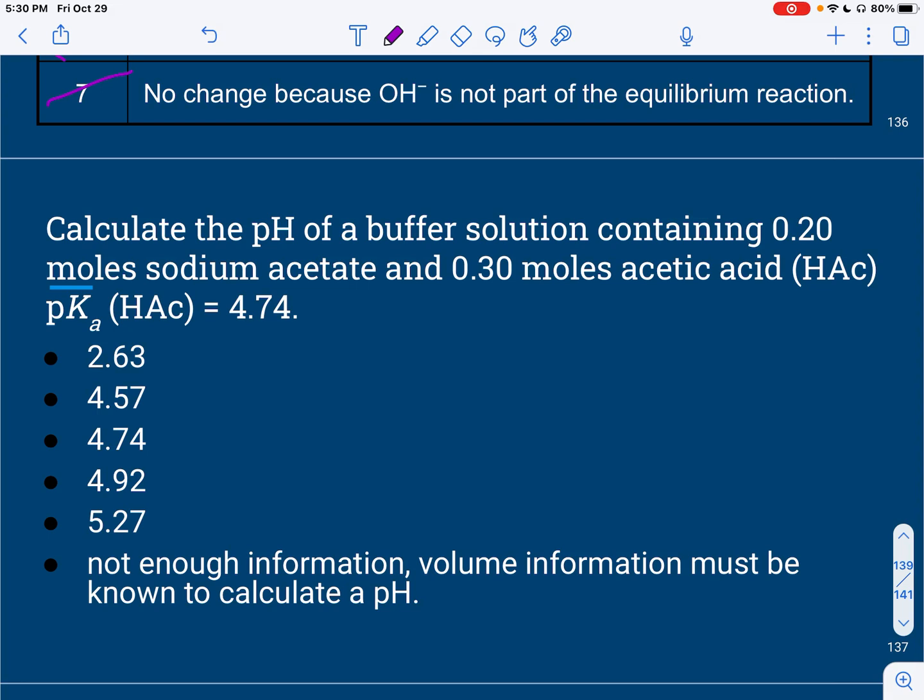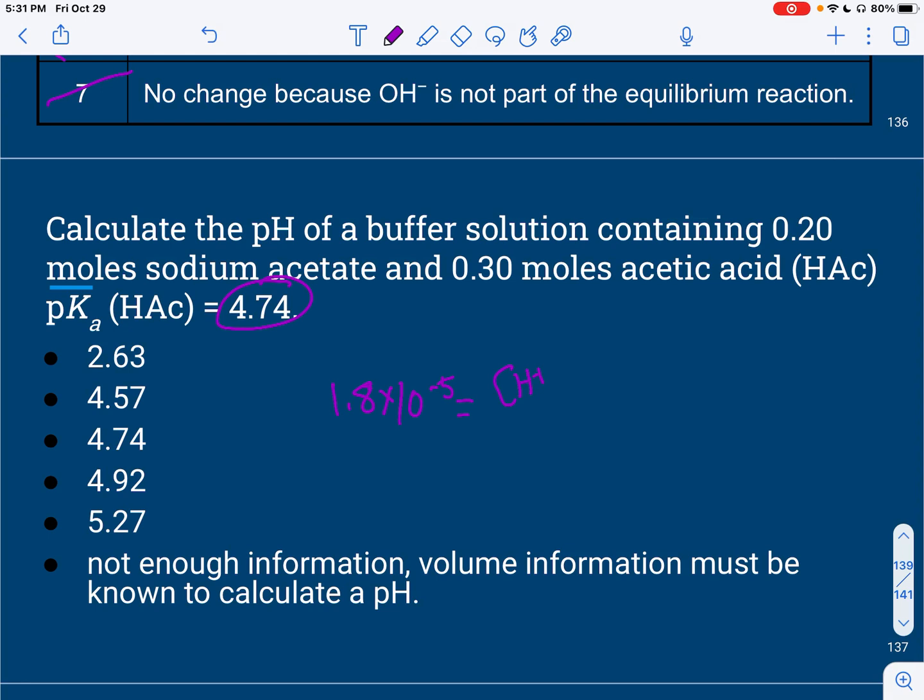pH of a buffer solution, 0.2 acetate, 0.3 acetic acid. Okay, so this is the same as the one we did a couple slides ago, except instead of 0.5 and 0.05, we have 0.2 and 0.3. So our Ka, you can find it again. It's going to be 10 to the negative pKa, but we already know from a couple slides ago that that is this.